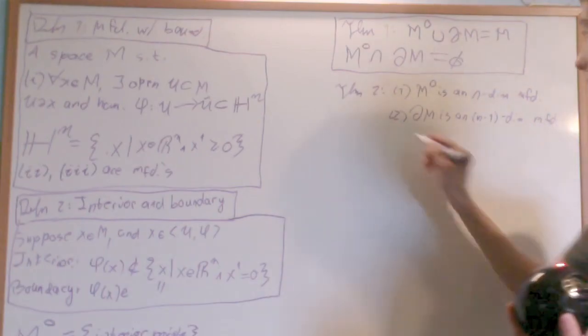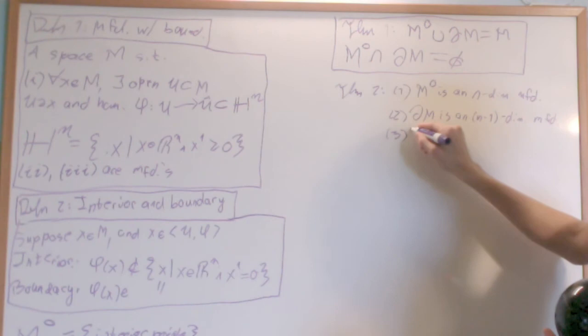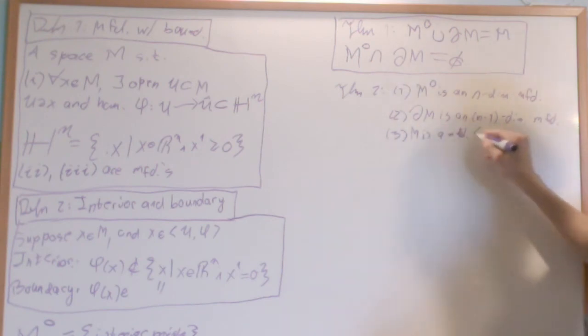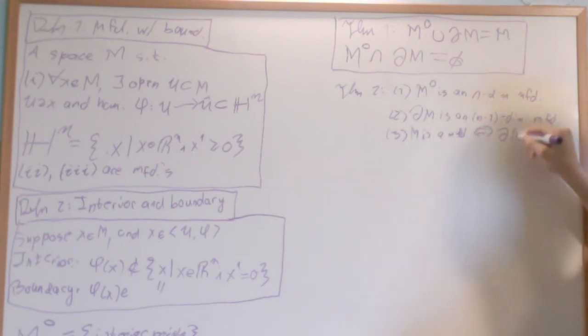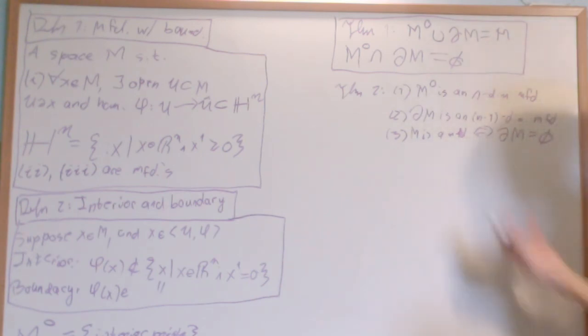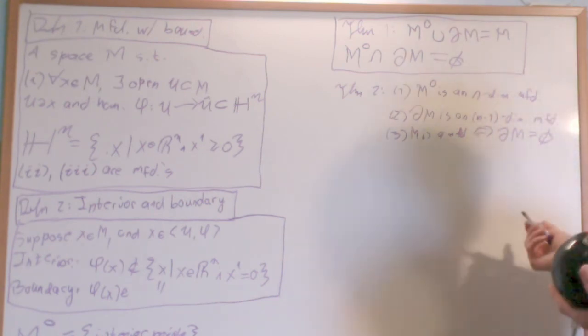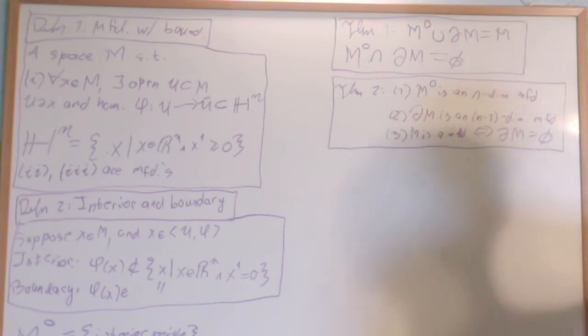And number 3 is that M is a manifold if and only if the boundary of M is empty. So if it doesn't have a boundary, then it's a manifold, and if it is a manifold, it doesn't have a boundary. That's super easy to prove. And I'll leave it to you to prove.